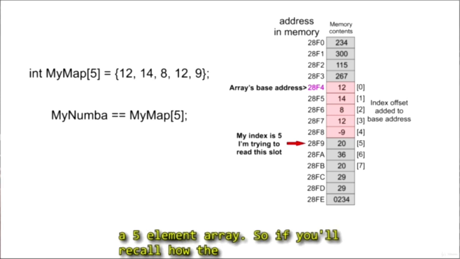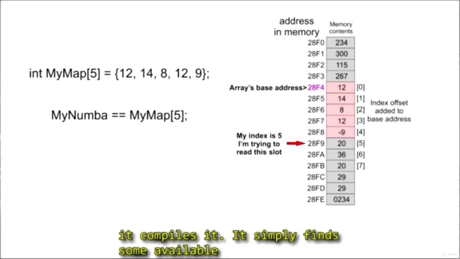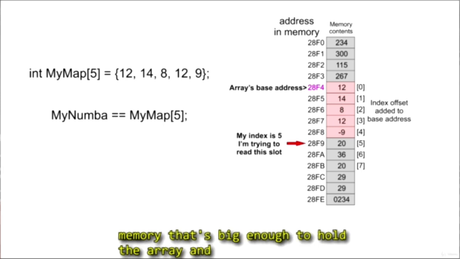So if you'll recall how the computer works, how the compiler works, when I declared the array, it set aside some RAM memory for the array. Now I have no idea where that block of memory location is. Neither do you, and neither does the compiler until it compiles it. It simply finds some available memory that's big enough to hold the array and designates it.